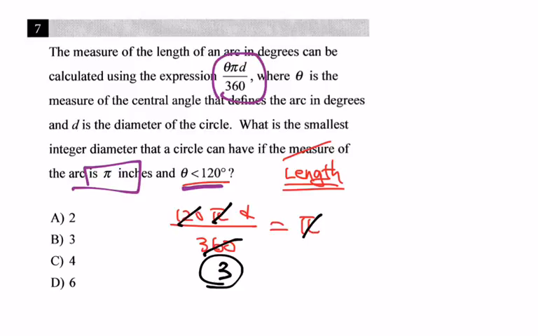But since the angle is not quite 120, but the angle is less than 120, therefore D, or the diameter, has to be greater than 3 to compensate for that. That gives us choice 4 as our answer.